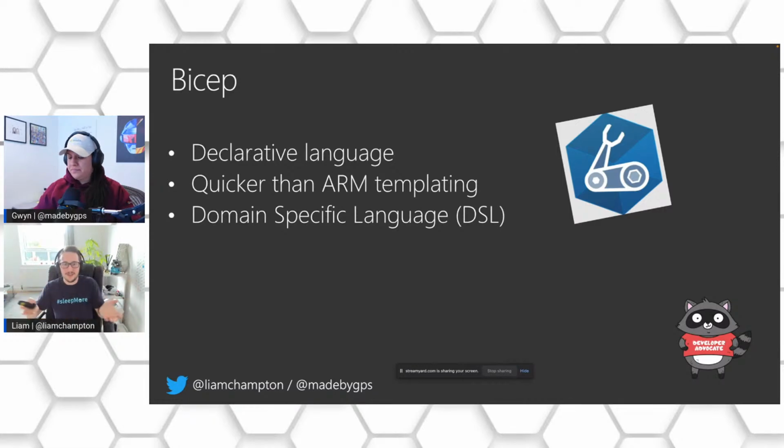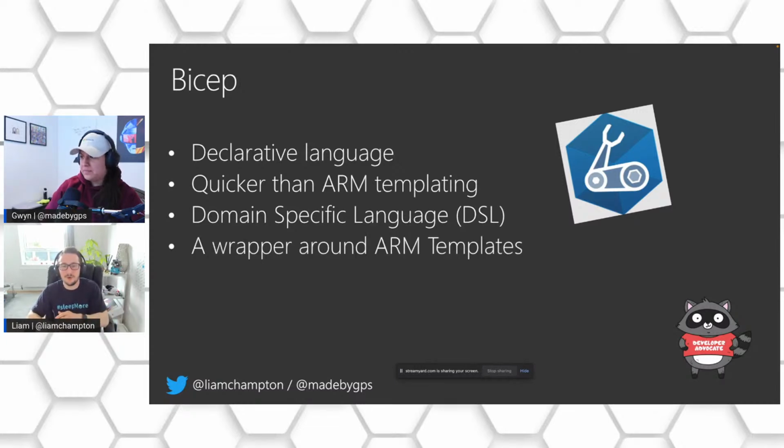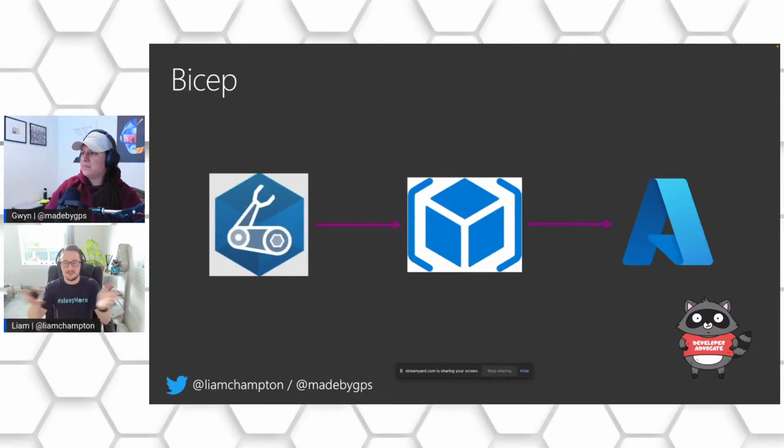So Microsoft thought, hey, let's create a language. Makes it easier. So you learn a new language and it converts it. It's a wrapper around ARM. Essentially this, right? You have a Bicep, you write your Bicep template.